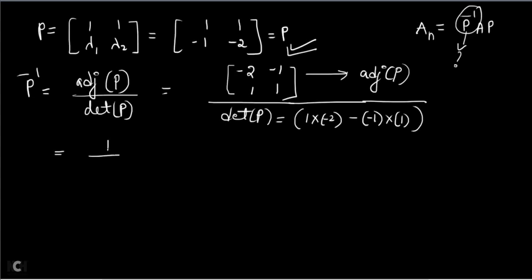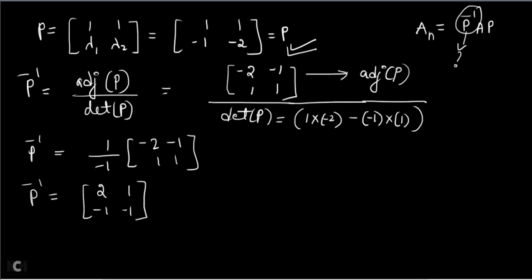Now what is the determinant answer you will get in the denominator? Denominator, if you simplify, you will get it as minus 1. That is multiplied with the adjoint matrix. Now what is the answer for the inverse matrix? P inverse is equal to plus 2, plus 1, minus 1, minus 1. This is the inverse of the matrix.